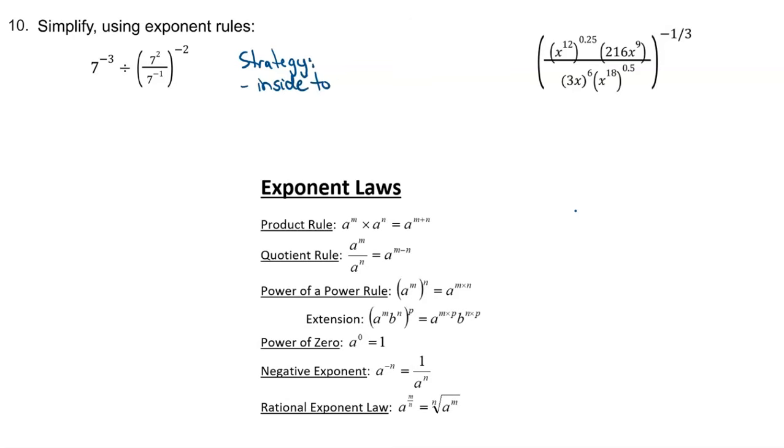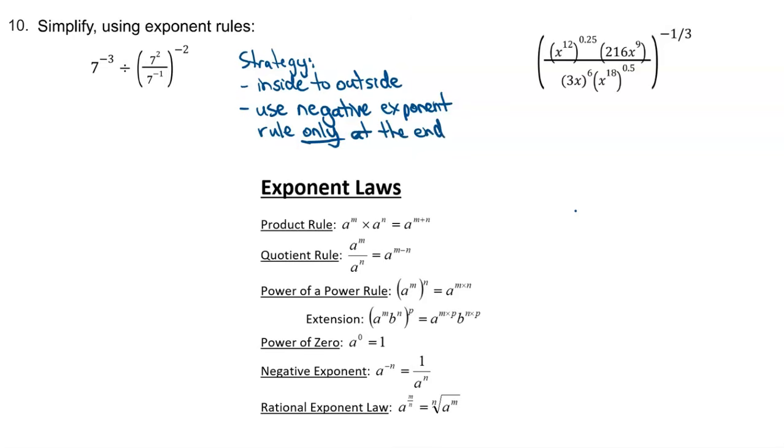So here's the strategy we're going to look at. We want to look inside to outside the brackets. That's the first thing for these questions. And the second thing is we're going to use the negative exponent law at the very end and only at the very end. Otherwise, you're going to be flipping things a lot, and it's going to make your life a lot more difficult. So only at the very end are we going to use that. So let's dig into this first one and apply this.